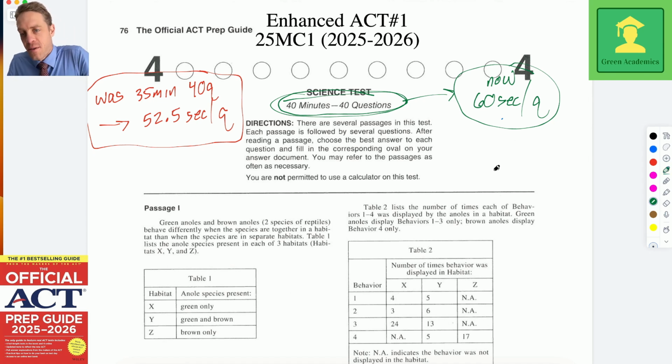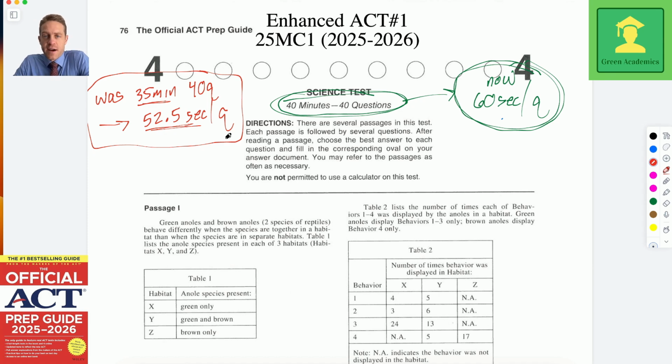So if you break down the timing per question, you now have exactly a minute because it's 40 minutes for 40 questions. On the classic format ACT that's been in place for several years now, it was 35 minutes for 40 questions, which would give you 7/8 of a minute per question, which is 52.5 seconds.